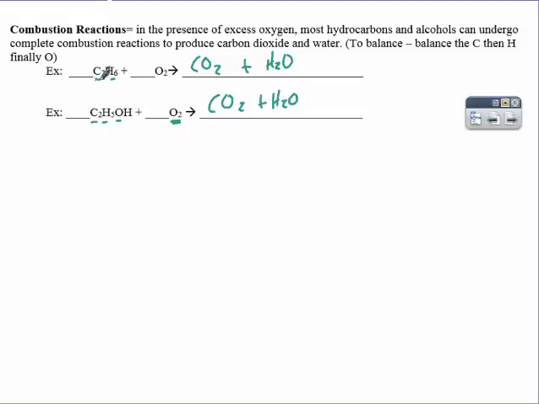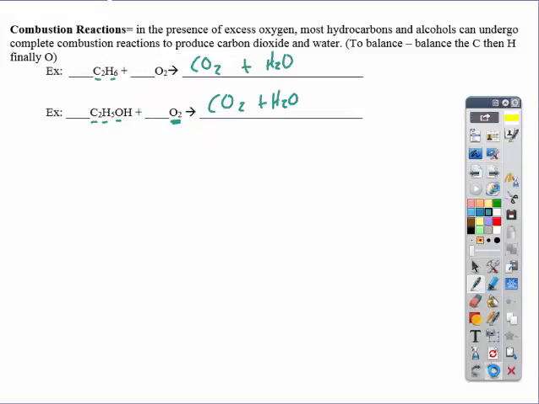So sometimes it's just carbon and hydrogen, sometimes it's carbon, hydrogen, and oxygen. But you have to have oxygen by itself as well. Then you can go back and balance those. So at the end of the video, go ahead and balance those two combustion reactions.